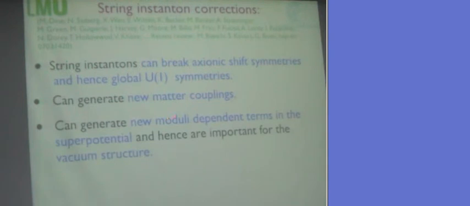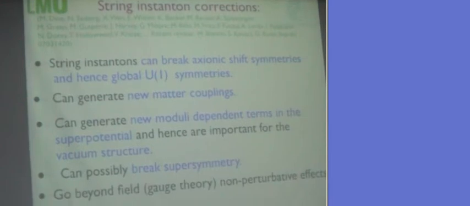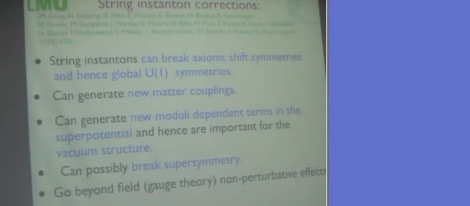They can generate new moduli dependent terms in the superpotential, and hence they are also important for the vacuum structure. And possibly they break also supersymmetry. And this is also a point I would like to stress. In string theory, these string instanton effects in general also go beyond gauge theory non-perturbative effects. And the reason why this is so will be hopefully also clear in a second.